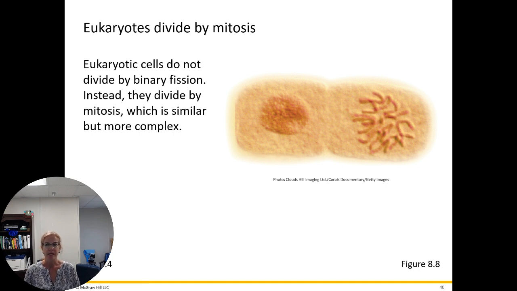So remember that eukaryotic cells, which are things like fungi and plants and animals, divide by mitosis. So they don't do binary fission like what we just looked at with our prokaryotic organisms. Instead, it's actually mitosis, which is very similar in terms of what it looks like is going on, but it's much more complex.